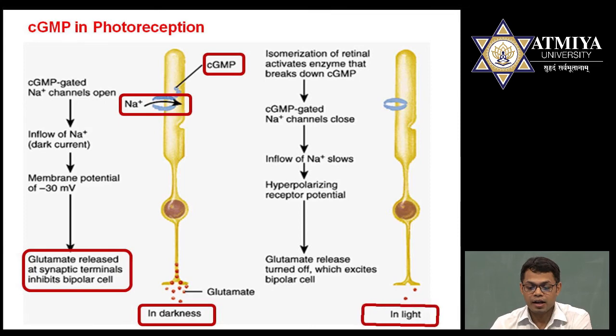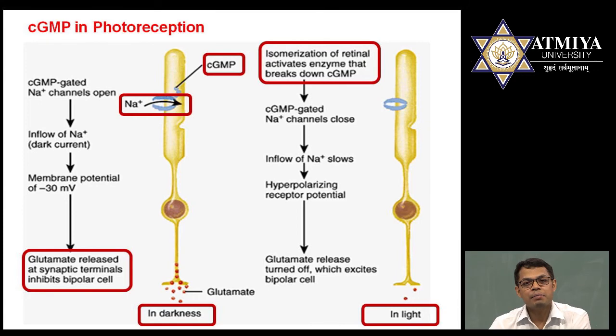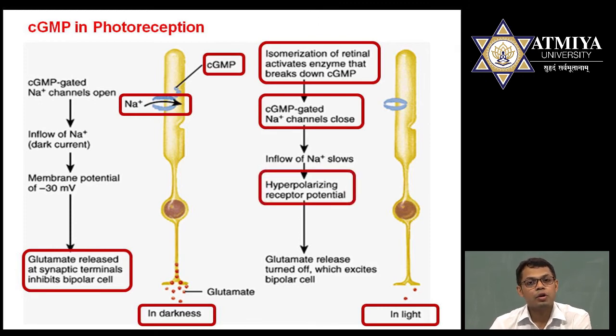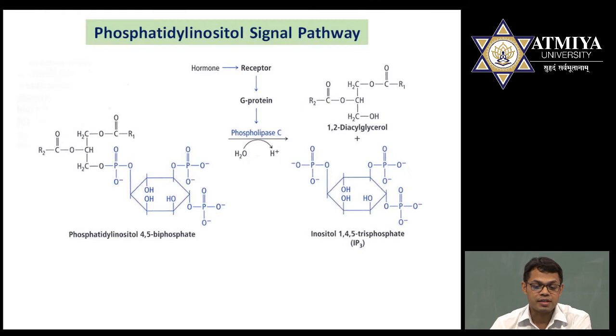Now what is going to happen in the case of light? As I have shown you in the last slide, due to light, phosphodiesterase becomes activated, and this phosphodiesterase is responsible for the conversion of cyclic GMP to GMP. Now cyclic GMP is converted to GMP, which means no more cyclic GMP is there. Due to the absence of cyclic GMP, the sodium ion channel will be closed, and due to this closing, glutamate release will be stopped, and this is how in the light we are going to stabilize and visualize.